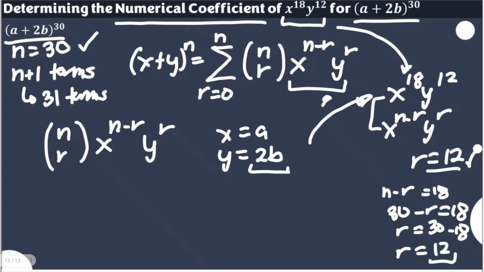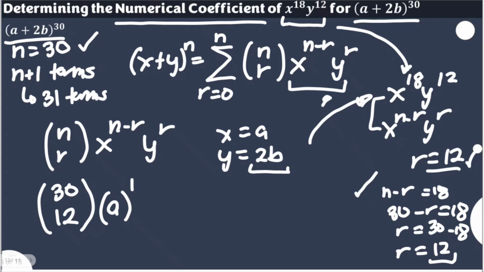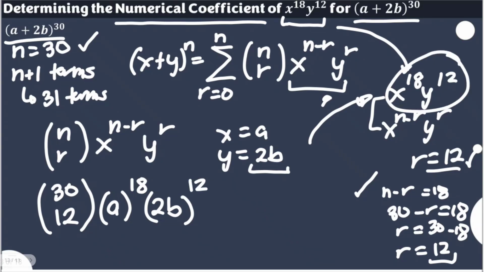In short, for this, you will have n, which is again 30, combination 12 as your r. Your x now is a, and n minus r is already identified, to the power of 18. And your y is not just b, but more importantly, twice b raised to the power of 12. That's our target here. In short, our numerical coefficient is not just the result for this combination, but it also includes 2 to the power of 12 as we apply the laws of exponents.